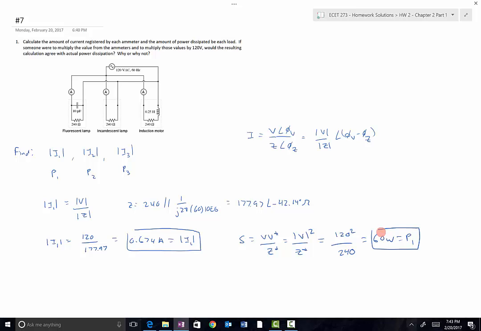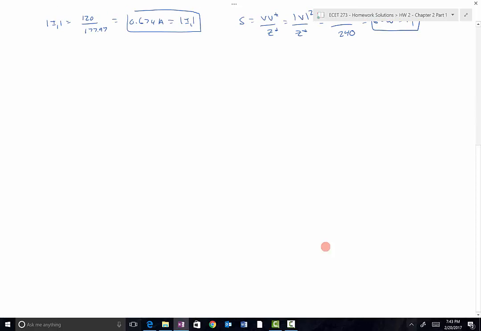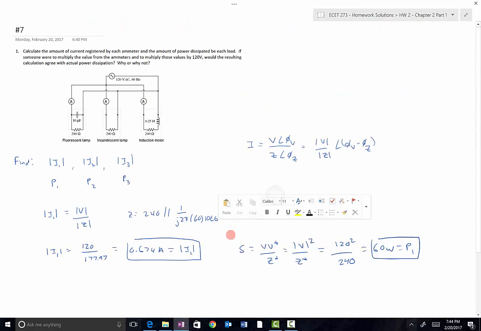In the case that there is no reactive power, the real power and the apparent power are the same. Technically, apparent power would be measured in volt amps, but that's okay. So for circuit 2, I've just got an incandescent lamp, so that's fairly easy.